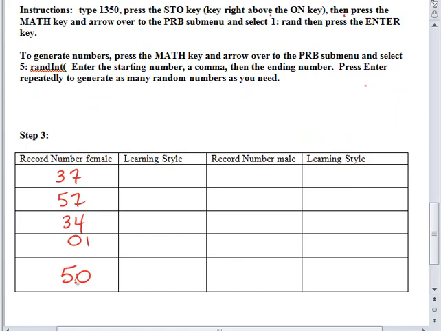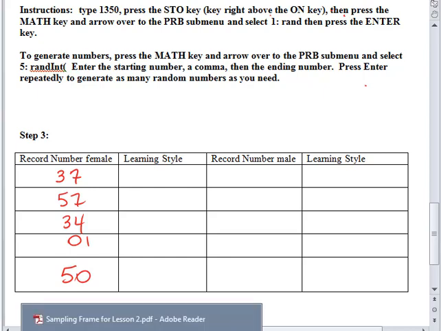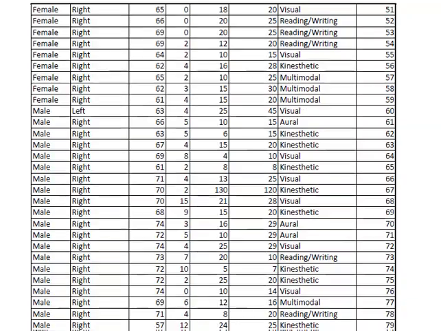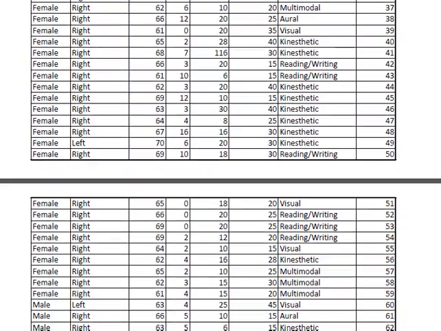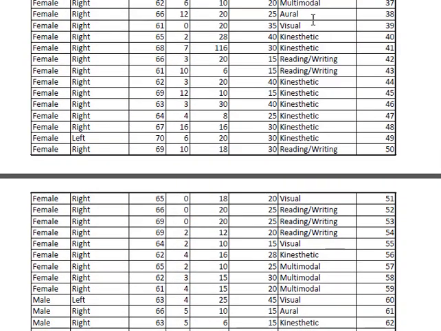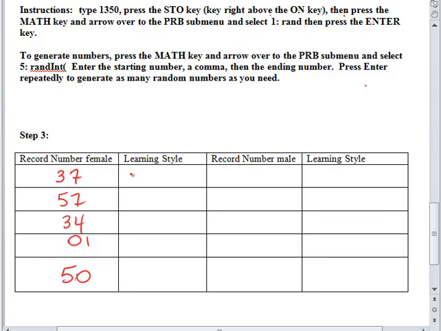If we take a look at the sampling frame, we want record 37 and 57. So record 37, sure enough, is a female who's multimodal. Record 57, also a female, also multimodal. So let's write those two down. I'm just going to write multi here for both of these.